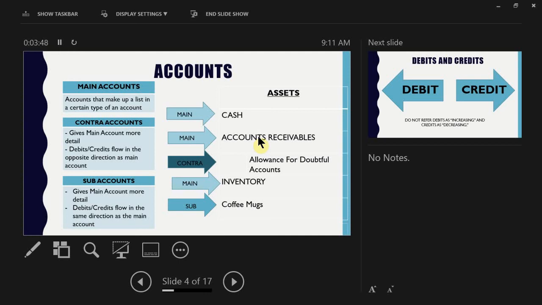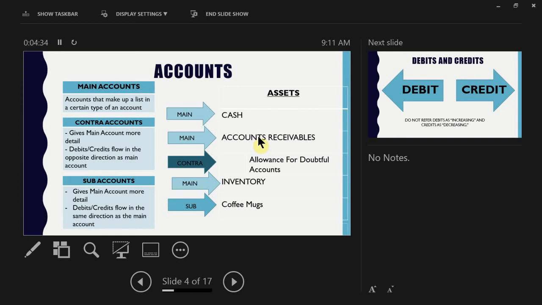However, the only difference about the contra account is it flows in the opposite direction, meaning if my cash flows in the debit side, then the equal and opposite would be the credit side. So that's what a contra account does. All right. So for example, on the other side, my accounts receivable is me receiving money. My contra account is called the allowance for doubtful accounts. What that does is it decreases my accounts receivable.